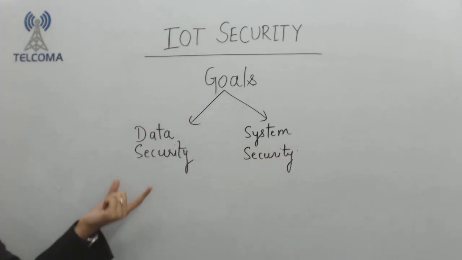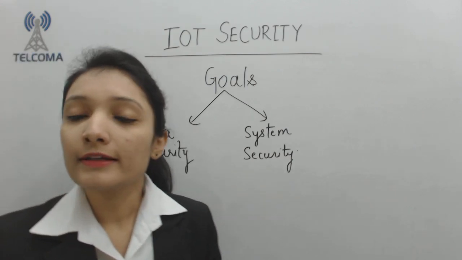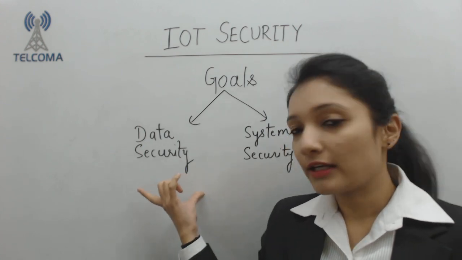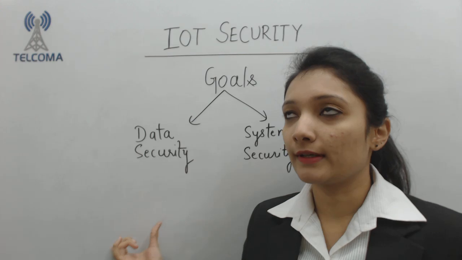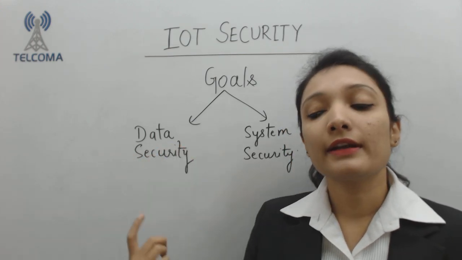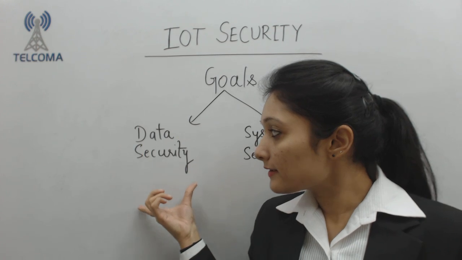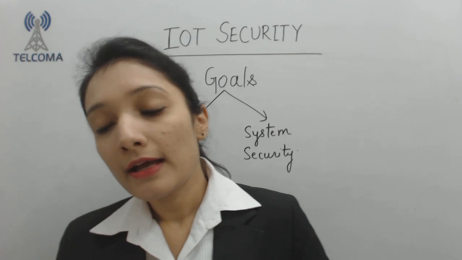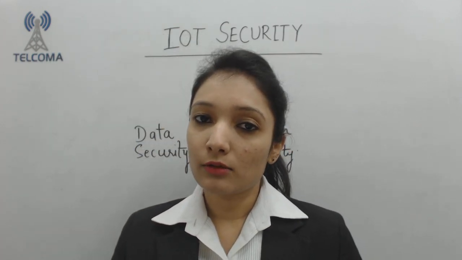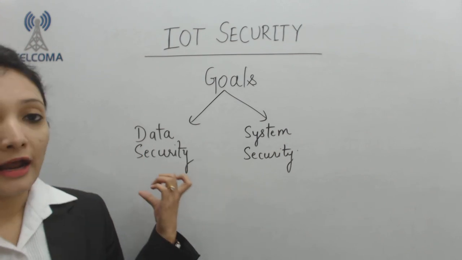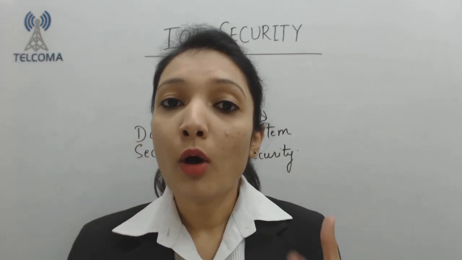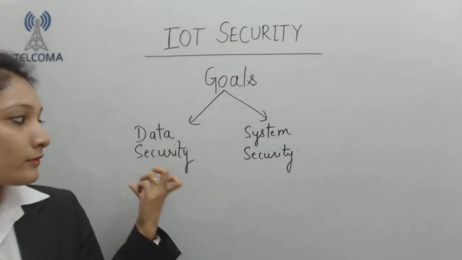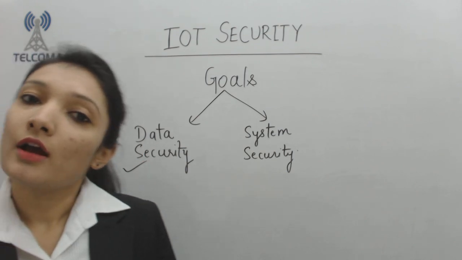If I talk about data security, that means the real-time data which I'm collecting from the embedded systems, I have to secure that data. I have to encrypt the data because it will be going through a number of different interfaces. So data security means you have to secure the real-time data collected from the various embedded systems. This goal of data security includes research and defining new computational models for securing the data analytics collected from various embedded sources.